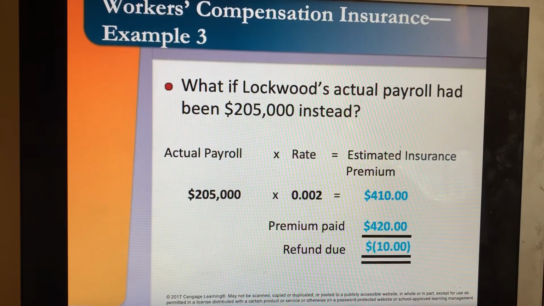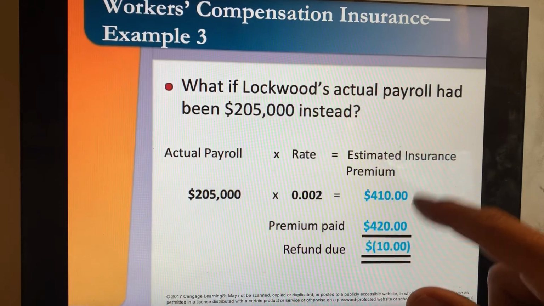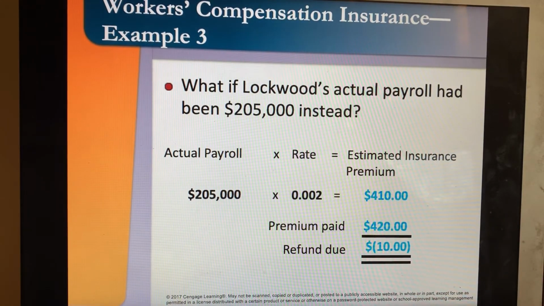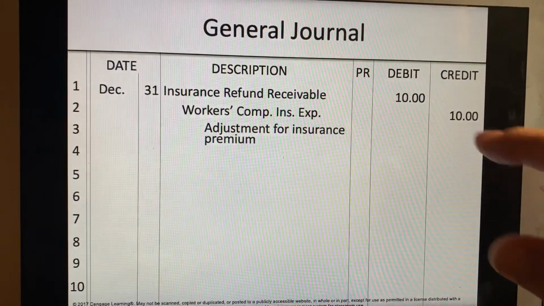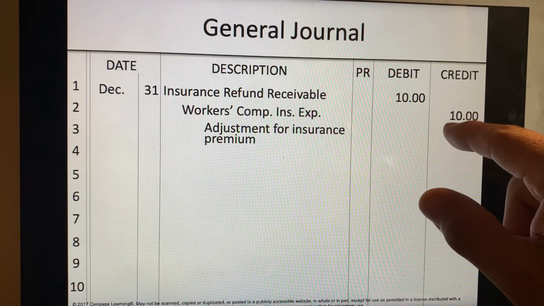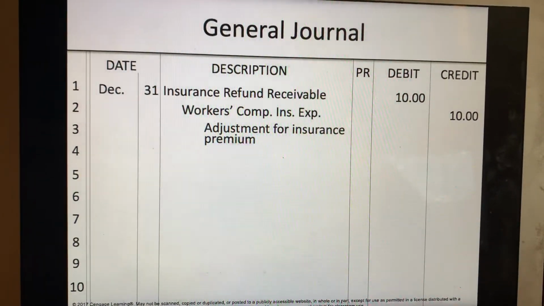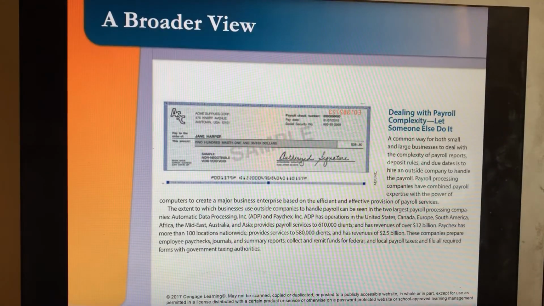So if the actual payroll was $205,000, now we're going to have a refund due. So the estimated premium was $420, the actual is $410, the difference is $10, so a refund. So here's how we account for that. Insurance refund receivable is going to be debited. Workers' insurance expense, we're pulling that out, and so it's going to be credited. So we're almost reversing it.